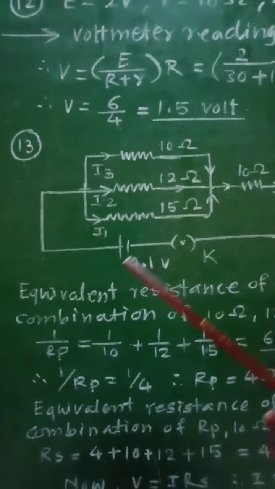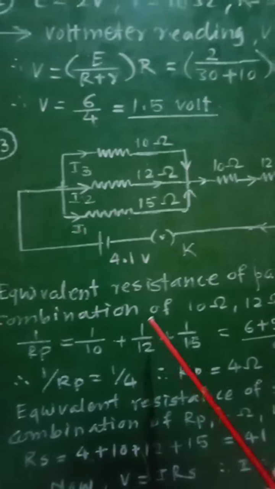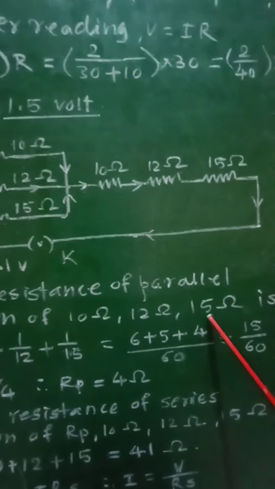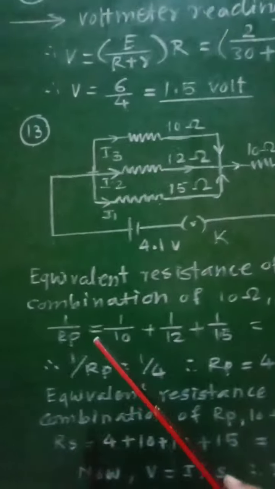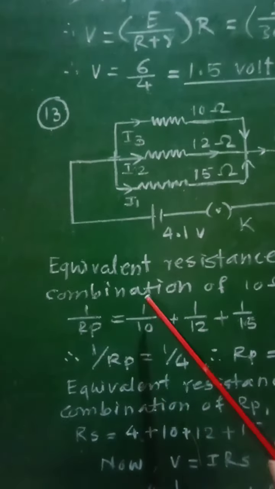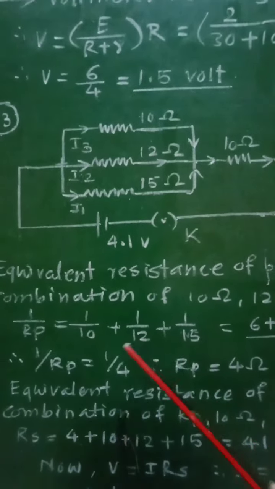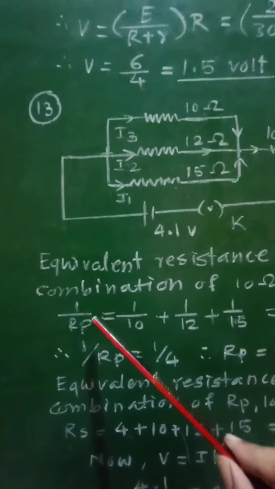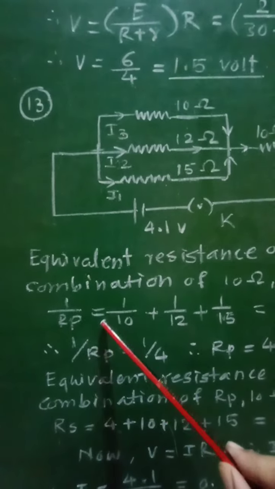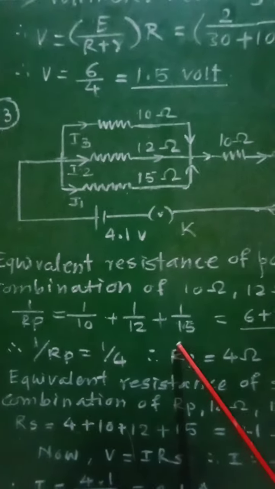Now first of all, we will have to find out the equivalent resistance of the parallel combination of these 3 resistances. Therefore, equivalent resistance of parallel combination of 10 ohm, 12 ohm and 15 ohm resistances will be given as 1 upon Rp equal to 1 by 10 plus 1 by 12 plus 1 by 15. As the resistances are connected in parallel, 1 upon Rp equal to 1 by 10 plus 1 by 12 plus 1 by 15.